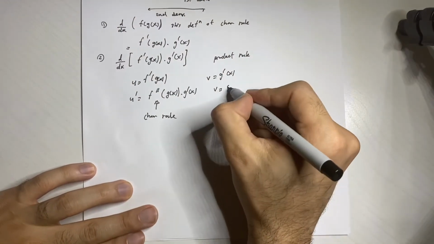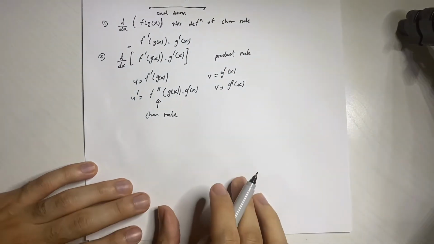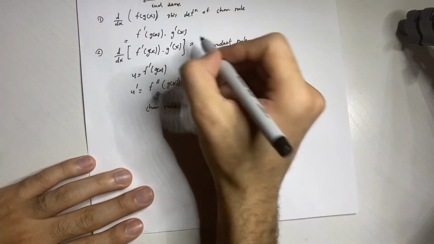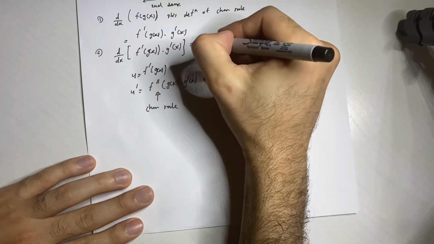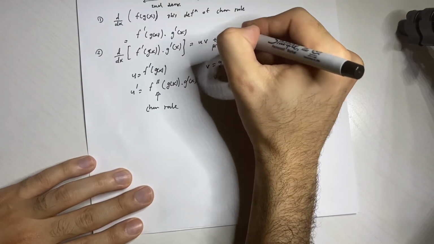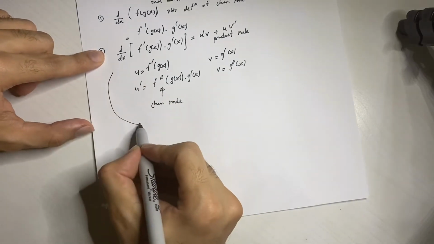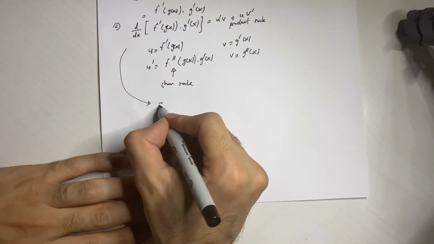Now this is easy to find the derivative of g prime of x, so v prime will be g double prime of x. Now since we have all the functions we need, we can plug this back into the product rule, which states, as you can see. So let's do that.